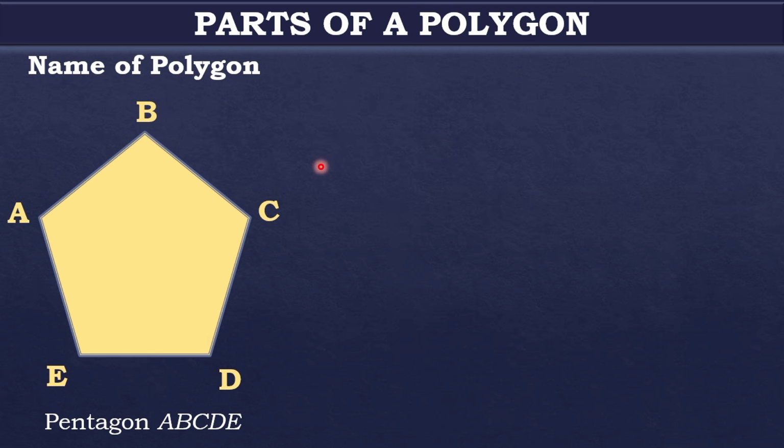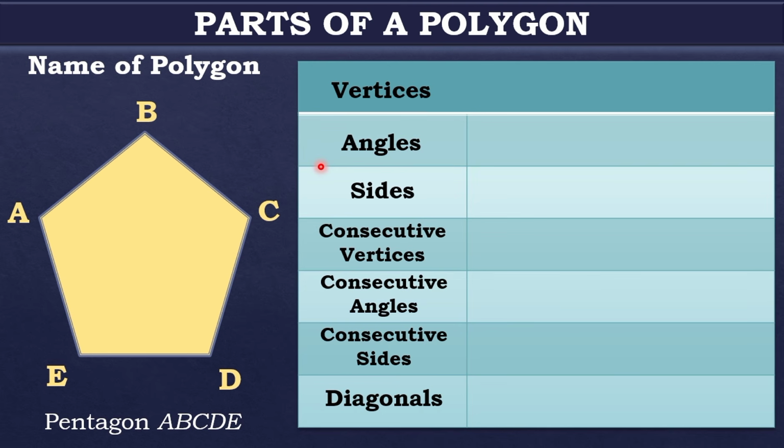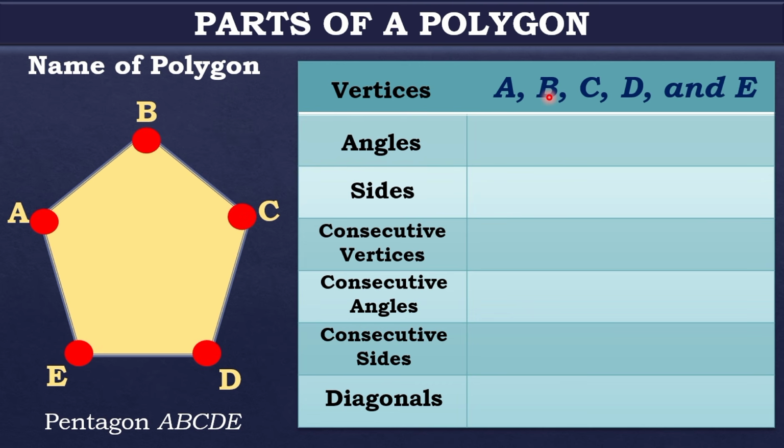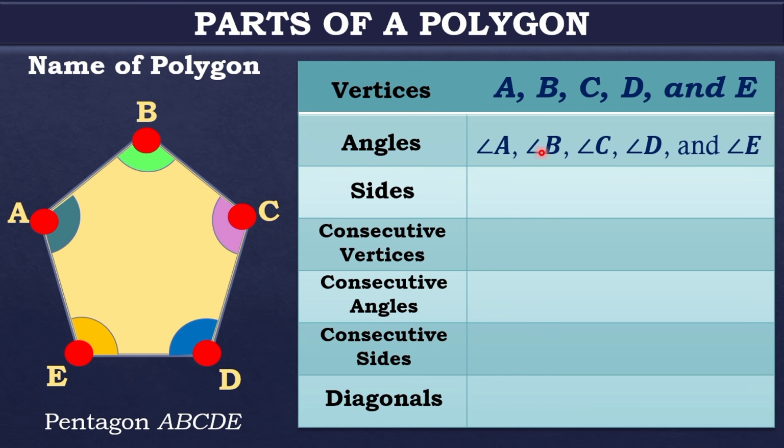Alright. So, let's identify the parts of a polygon. For our vertices, ito po yung mga vertices natin. So, what are the vertices? We have A, B, C, D, and E. For our angles, we have 1, 2, 3, 4, 5. So, we have 5 angles. What are the angles? We have angle A, angle B, angle C, angle D, and angle E.